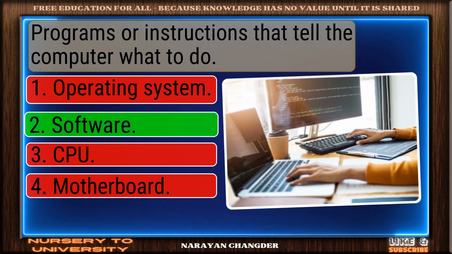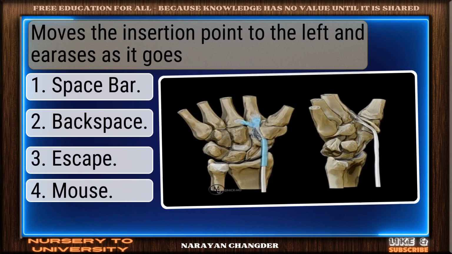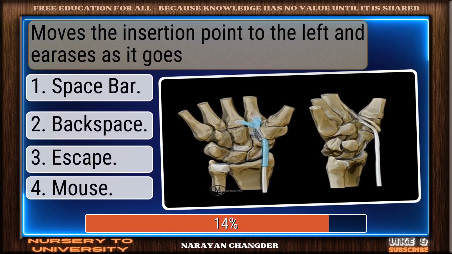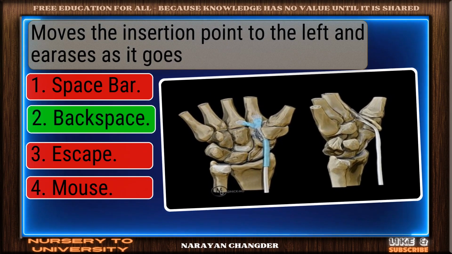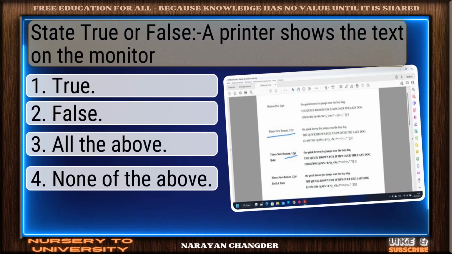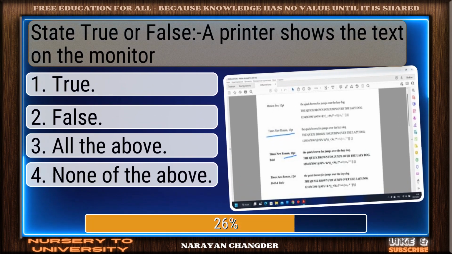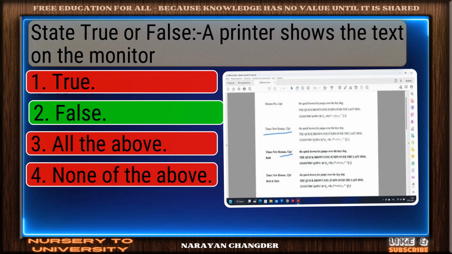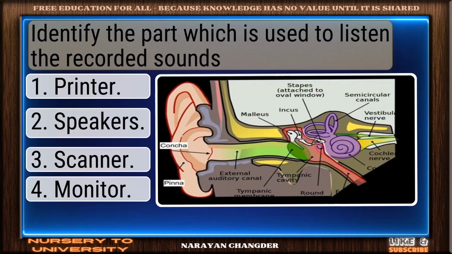Excellent. Software is a brilliant choice. Moves the insertion point to the left and erases as it goes. You chose backspace, and it is correct. State true or false. A printer shows the text on the monitor. Strong choice. False is the right answer.